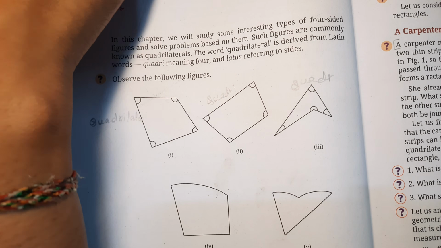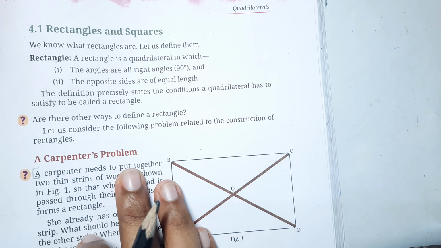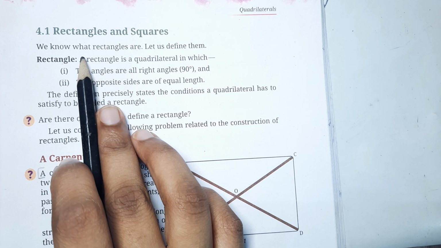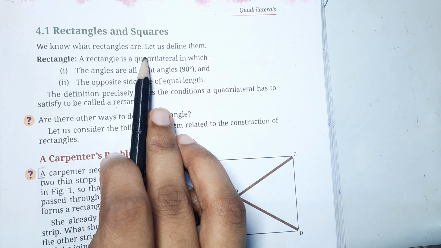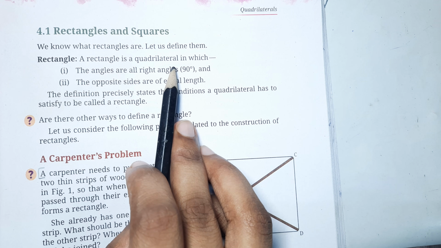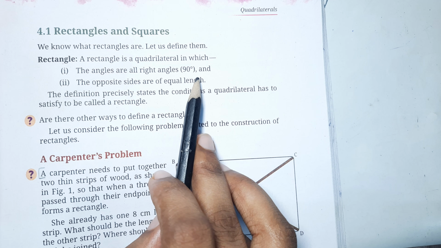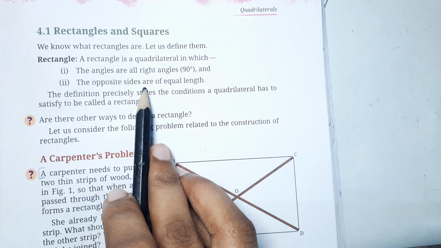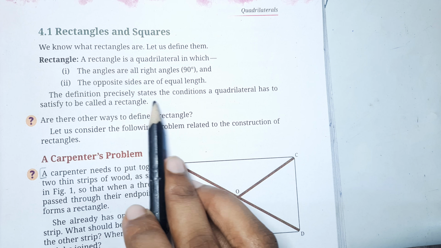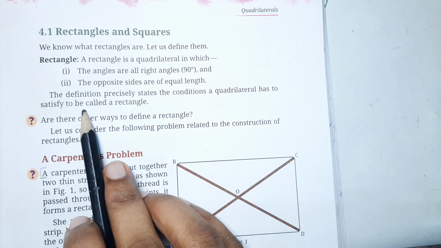I can even show you all about rectangles and squares. Moving towards the rectangle and squares, we know what rectangles are. Let us define them. What is a rectangle? A rectangle is a quadrilateral in which the angles are all right angles, 90 degrees, and the opposite sides are of equal length. The definition precisely states the condition a quadrilateral has to satisfy to be called a rectangle.